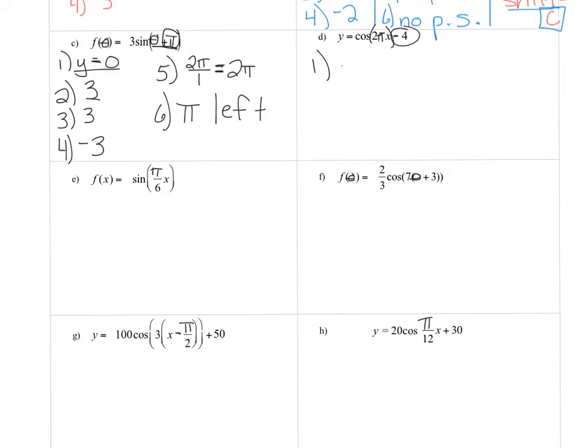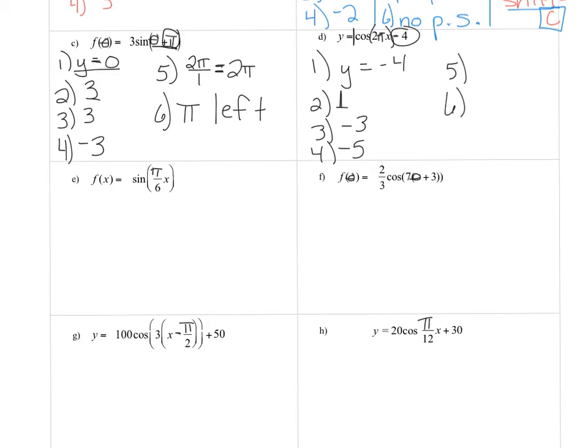Midline is y equals negative 4. The amplitude is just 1. There's no number in the front. So if I start from negative 4 and I go up 1, that's going to give me negative 3, and negative 4 down 1 is negative 5.